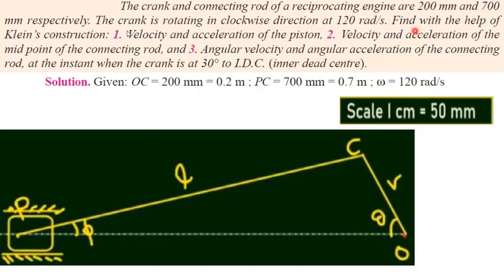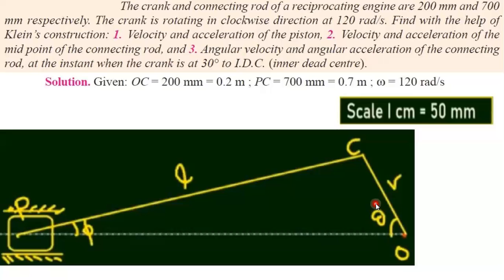Find with the help of the Klien construction the velocity and acceleration of the piston, the velocity and acceleration of the midpoint of the connecting rod, and the angular velocity and angular acceleration of the connecting rod at the instant when the crank is 30 degrees to inner dead center. So they have clearly given the crank angle, crank radius and connecting rod length.